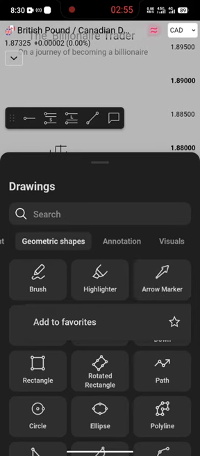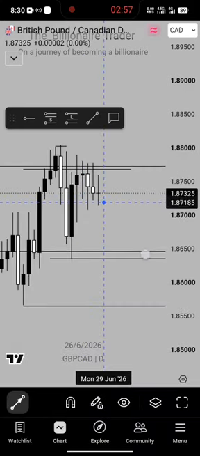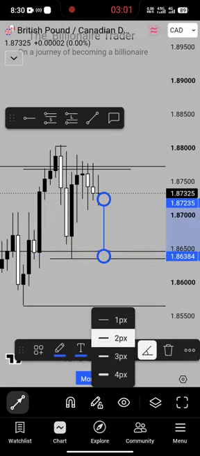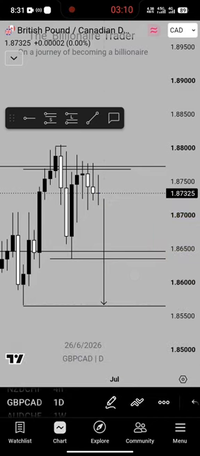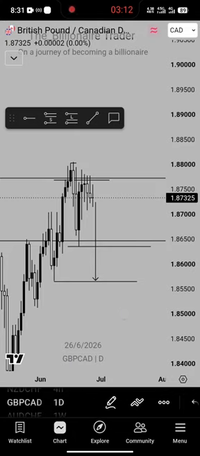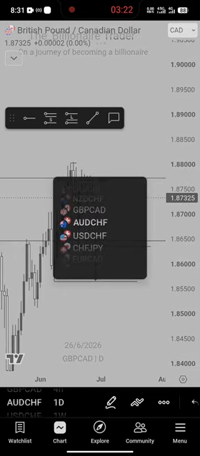Our first target can actually be this particular low here, that particular low. Then our next target can be the final low, like the CLT target. So this is what I have on GBP CAD, till Monday or whatever day we are going to have a confirmation for that. So let's go to the next pair.